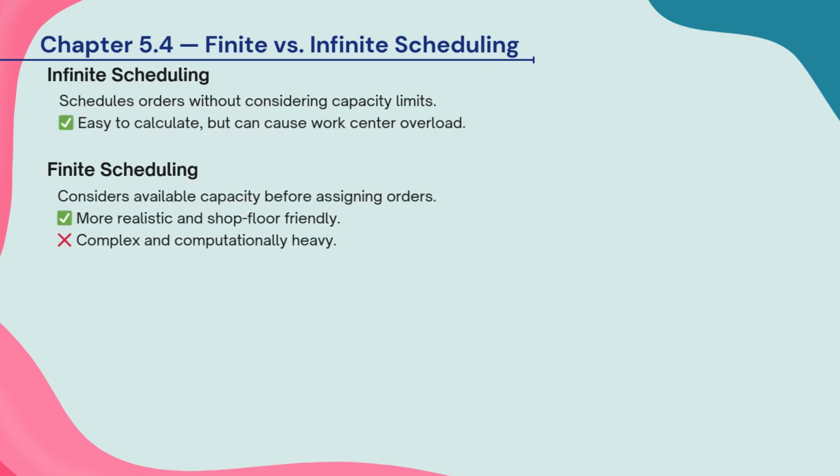This slide compares infinite and finite scheduling. Infinite scheduling assumes unlimited capacity, making it fast but less accurate and often leading to overload. Finite scheduling, on the other hand, considers real capacity limits, making it more accurate and practical for shop floor execution, though it is computationally heavier. Infinite scheduling suits high-level planning, while finite scheduling is used for detailed execution.